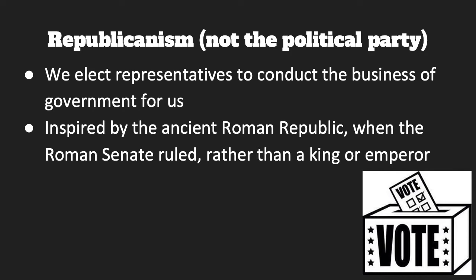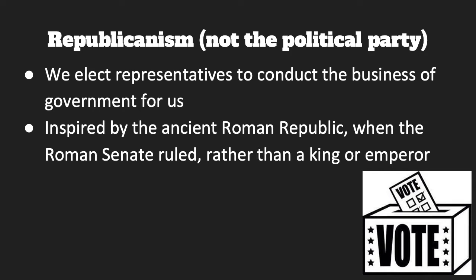So we elect representatives, they go and do the business of government for us, and then periodically we check in on them, and those are called elections. And if we like the work that our representatives are doing for us, then we usually re-elect them. And if we don't like the work that is being done by our representatives, then elections give us the opportunity to vote those people out.